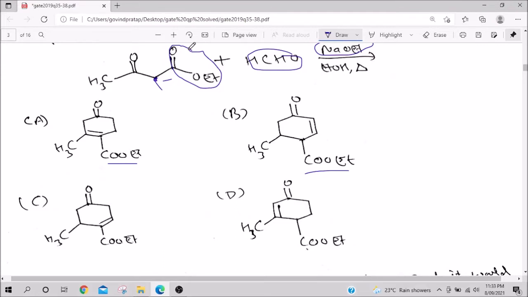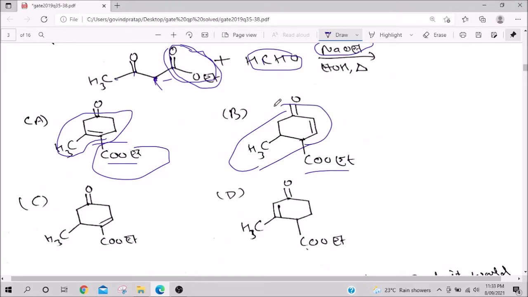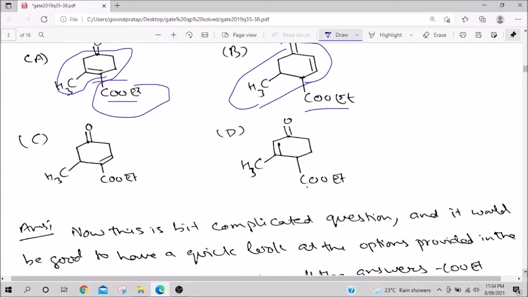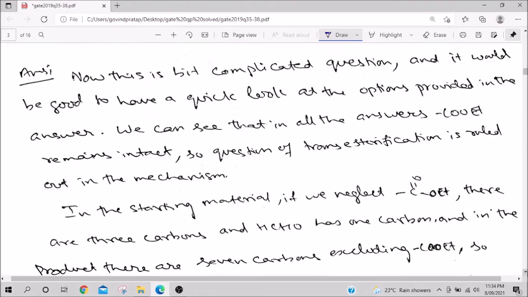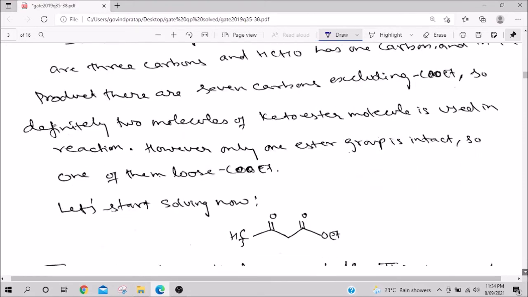Another thing is, in all the reactions you see how many carbons are there. Basically, this COET, you will forget about this. You have 1, 2 and 3 carbons plus here 1, 4. But if you remove this COET part, you still have 7 carbons in all of the substituents. So definitely at least 2 molecules of this one are reacting and 1 molecule of this is reacting to give the product, and we will go step by step and try to understand the mechanism.